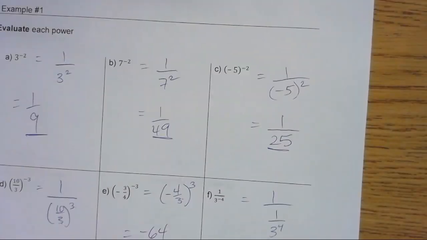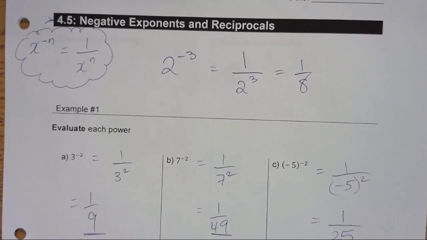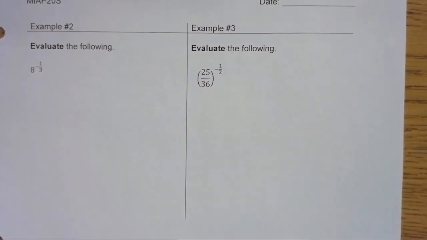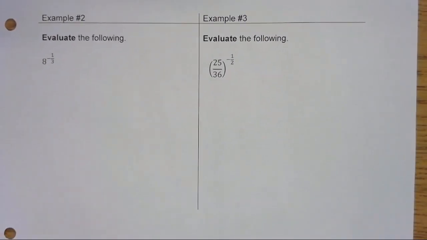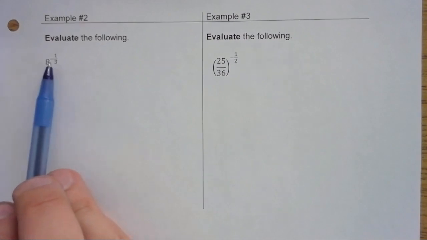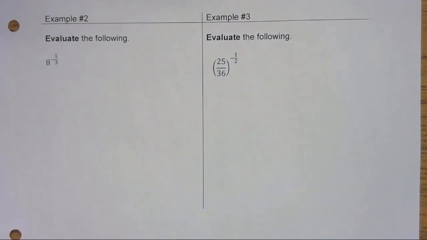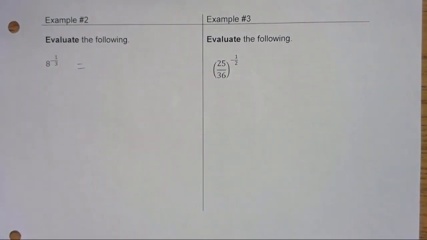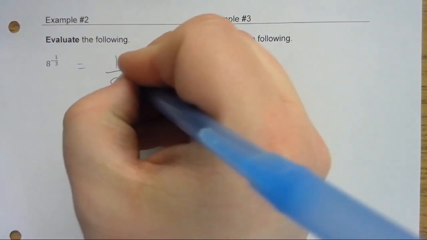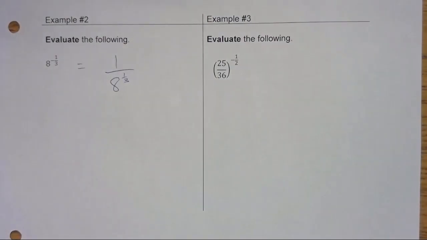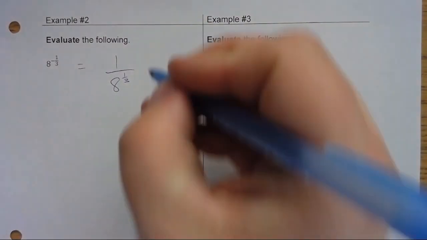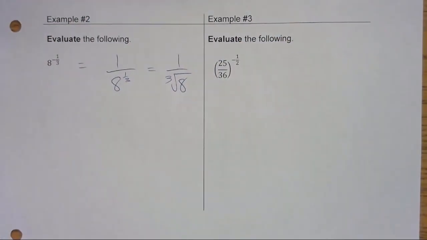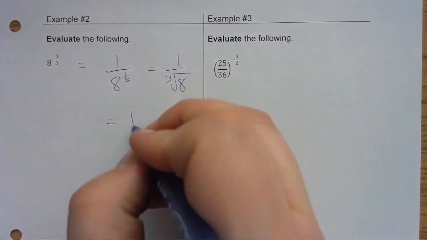That takes us back to 4.5. Now, where did we leave off? We're putting it all together. We've got a negative and a fraction. So let's do it one at a time. What does the negative do to this? It reciprocals it. There, negative's gone. What does the 1/3 do? It cube roots it. What's the final answer? 1/2.